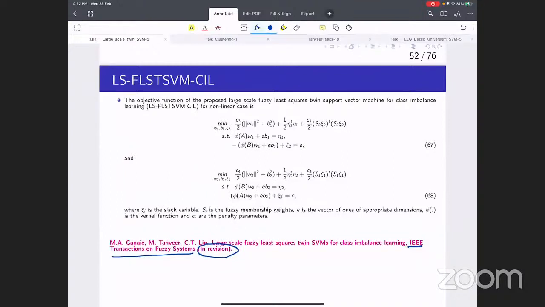You can see the essential difference in 2-3 steps. One is introducing this concept of fuzzy and implementing the direct kernel trick, and introducing an extra regularization term in the objective functions. These are the changes in this proposed idea.